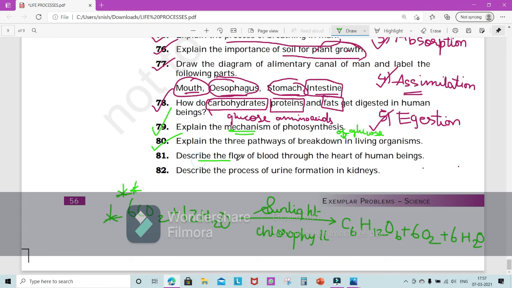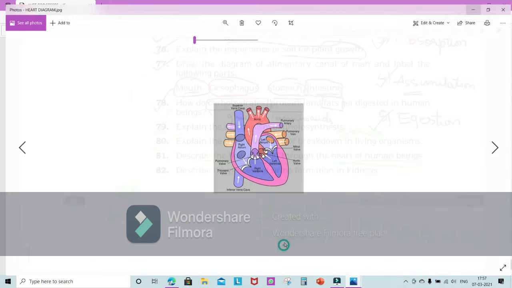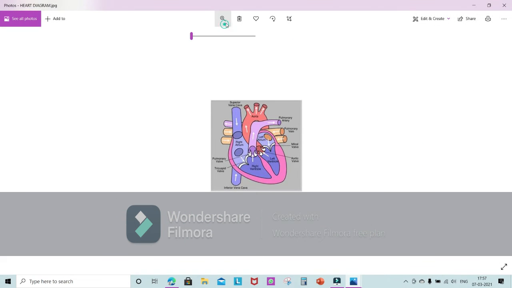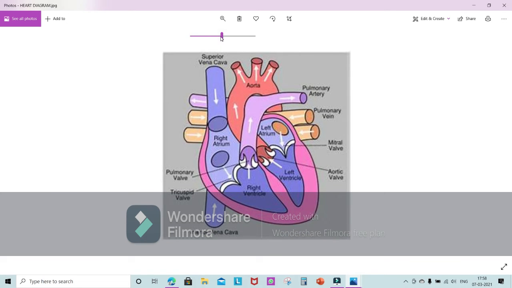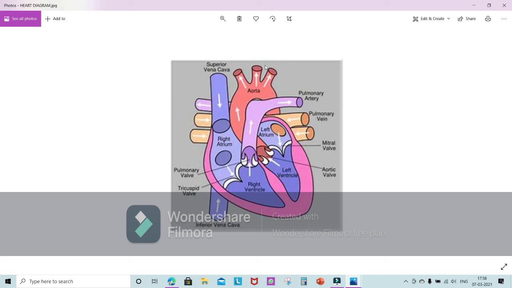Now, describe the flow of blood through the heart of human beings. Right, we have to explain the flow of blood. Let me do it now with a picture. Today we have a lot of pictures. So I want you to observe the picture once. Just look at the parts that are given.